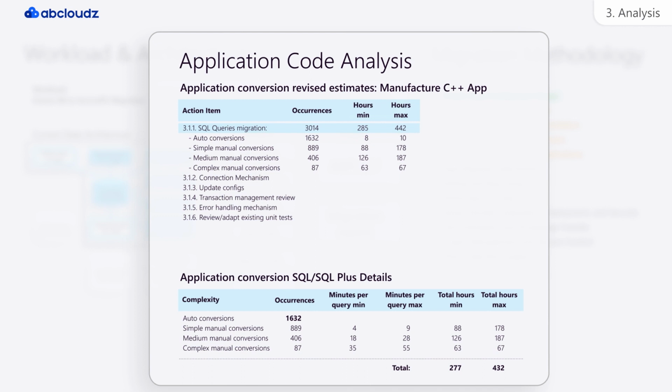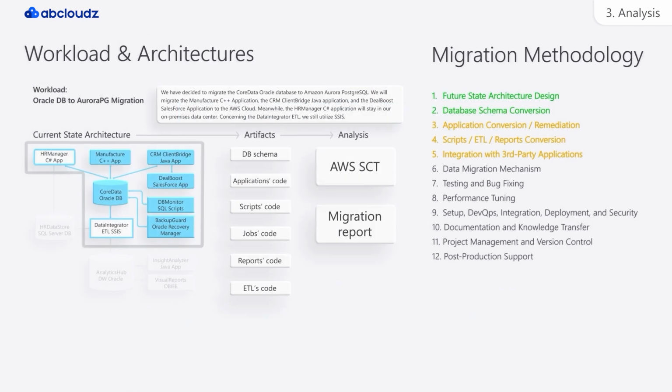Afterward, the team evaluates the effort required for the following stages of application integration: connection mechanism, configurations update, transaction management review, error handling mechanism, and adaptation of existing unit tests. Using this approach, we analyze other applications and code objects within the third, fourth, and fifth steps of the migration methodology, taking into account their specifics.